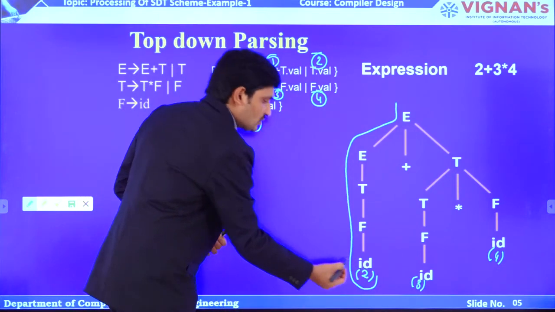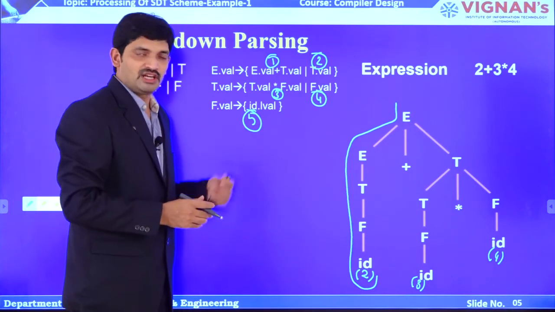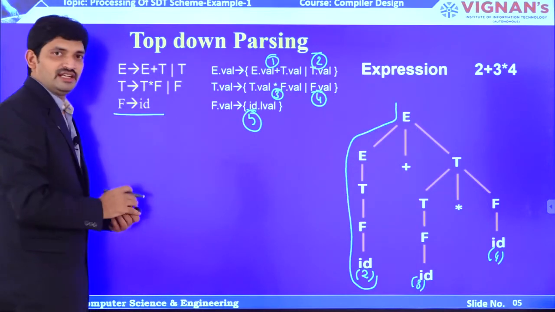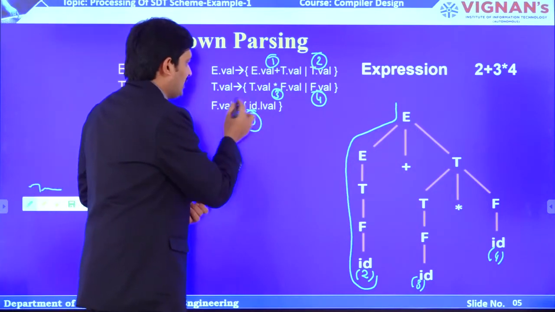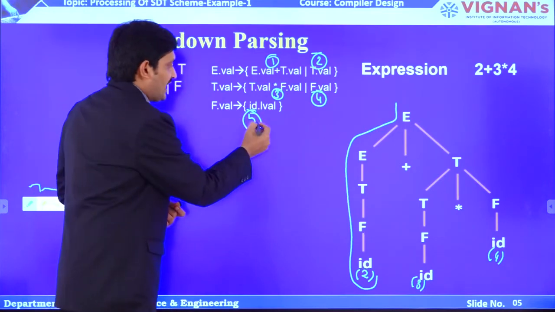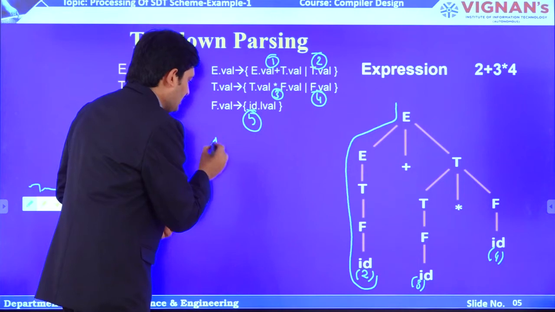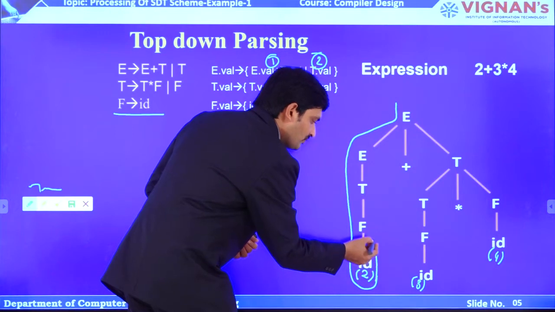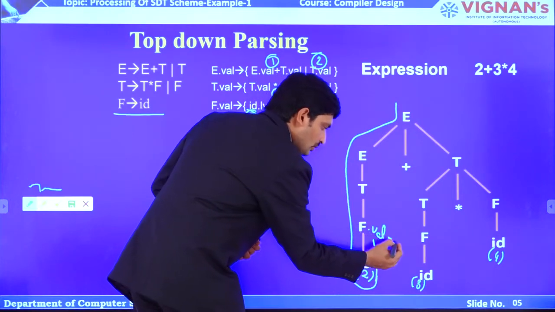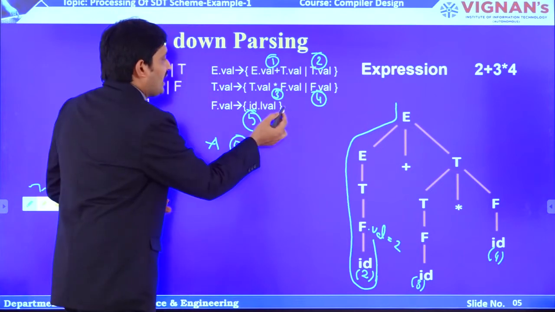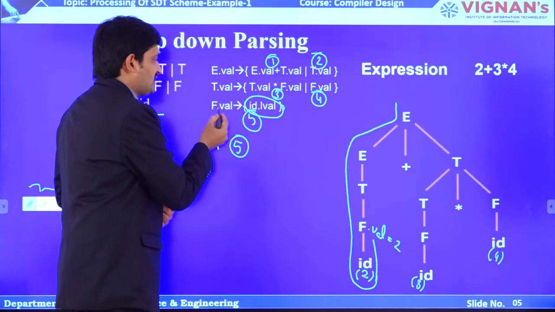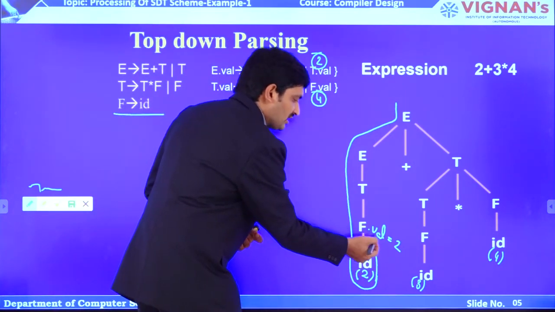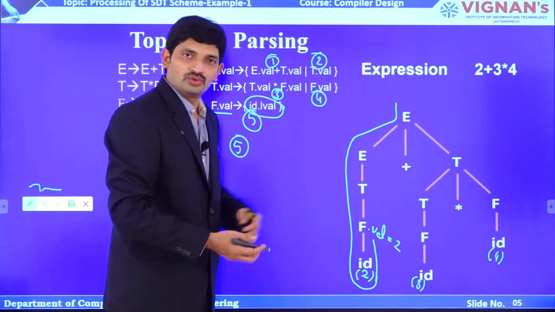Now, we hit F tends to ID. So, go for the given semantic rules. F value equals ID dot L value, because when there is F tends to ID, we have to follow F value equal to ID L value. That means action number 5 is performed. So, we have to write action 5 is performed. Now F value equal to 2. That means we have to assign the ID value to F. Here the ID value is 2, so I am assigning that ID value to F. So, F value equal to 2.